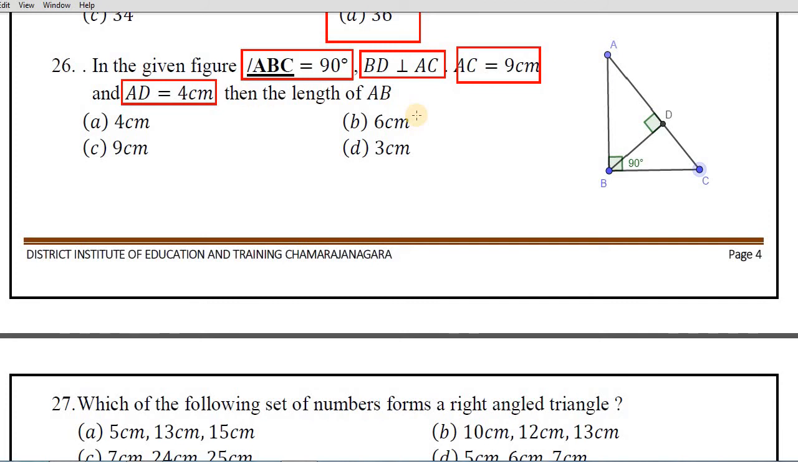Here you want to use theorem 2.6, children. There is a statement: if a perpendicular is drawn from the vertex of the right angle of a right triangle to the hypotenuse, then the triangles on both sides of the perpendicular are similar to the whole triangle and to each other. That theorem concept you want to use. To solve this problem, we have to compare the main triangle, ABC, and this one, triangle ADB.